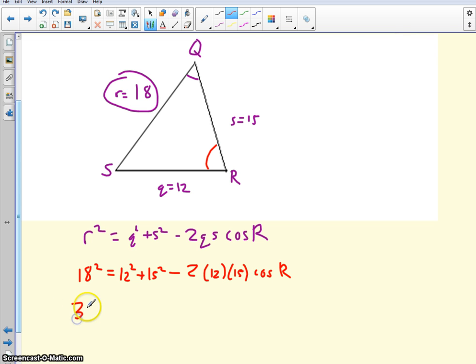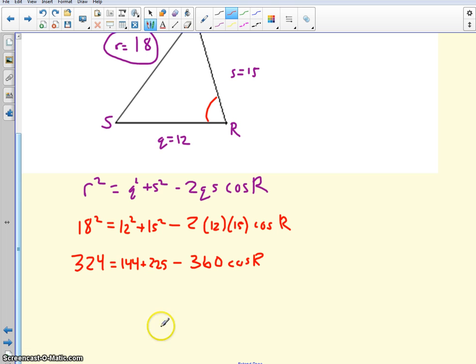So 18 squared gives me 324. Here I get 144 plus 225. Here I get 360, 2 times 12 times 15. It looks a little bit nicer now. We still have some ways to go here. So just to make this a little bit simpler, I'm going to have 324, and this is going to give me 369 over here.